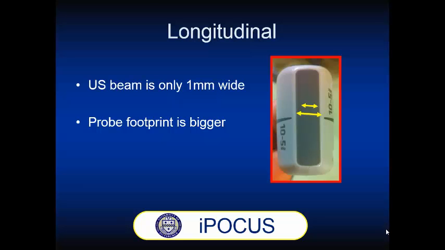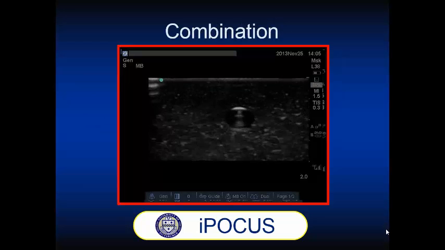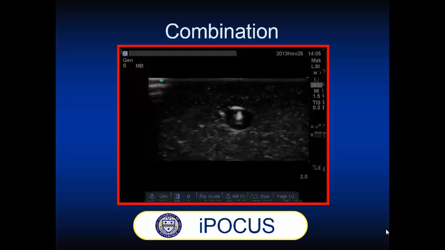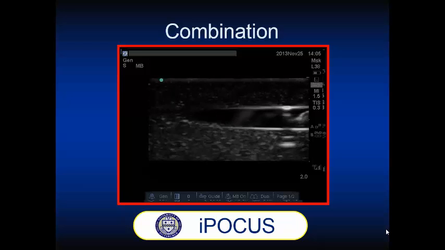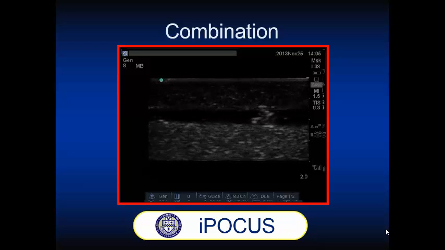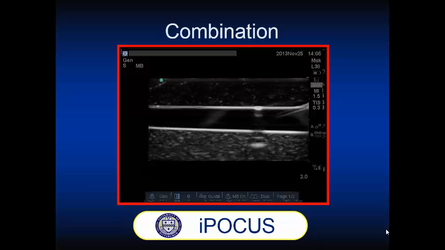However, if the needle is not lined up precisely with the ultrasound beam, you will not visualize the needle on the screen. Some advocate integrating both the transverse and longitudinal approaches in order to attempt to avoid the pitfalls of both. In this case, we would begin the procedure in the transverse orientation, and once the needle tip is visualized, the probe is rotated 90 degrees and the remainder of the procedure is done using the longitudinal approach.